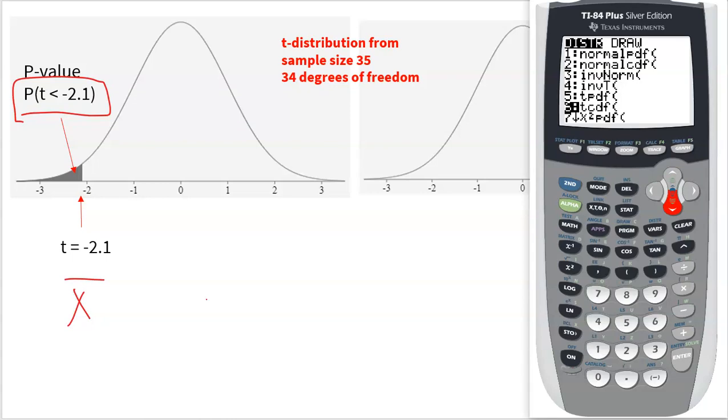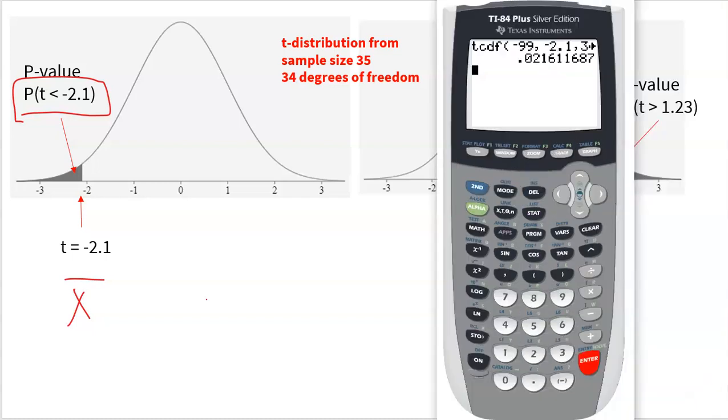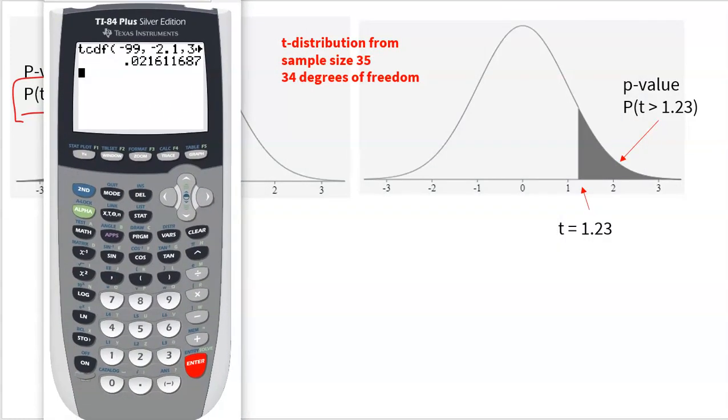To do that, I'm going to grab my calculator and the TCDF. I want to look less than, so the lower value is negative 99. The upper value, because I'm trying to find that gray region, that's my p-value down there, is negative 2.1. Then I need the degrees of freedom. For this particular model, like I mentioned, it came from a sample size of 35, so it's 34 degrees of freedom. And we get 0.0216. So that would be my p-value, 0.0216.